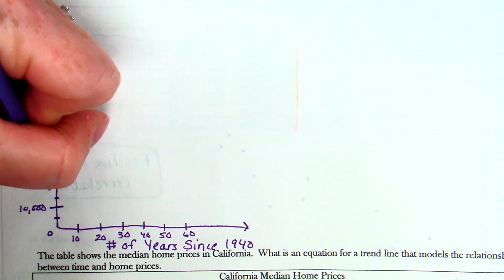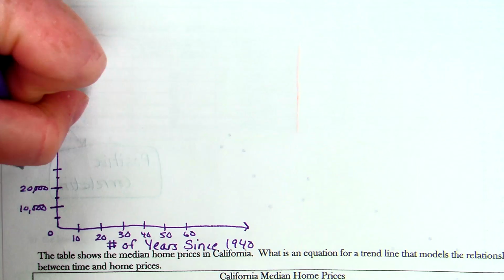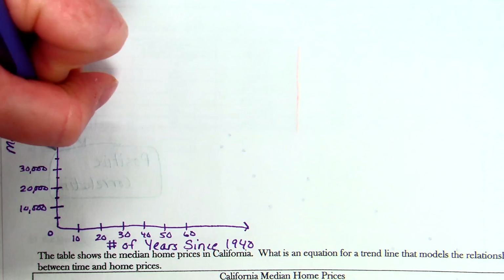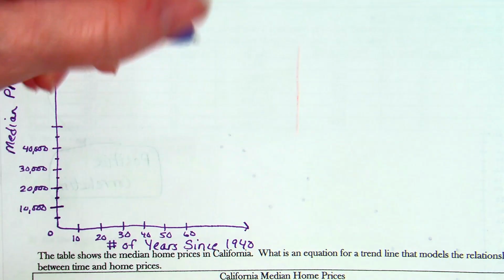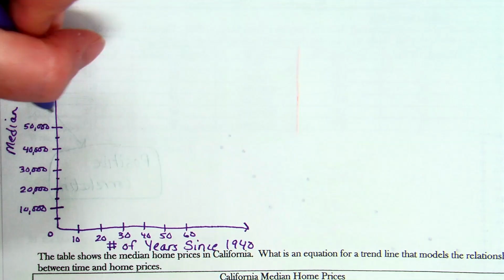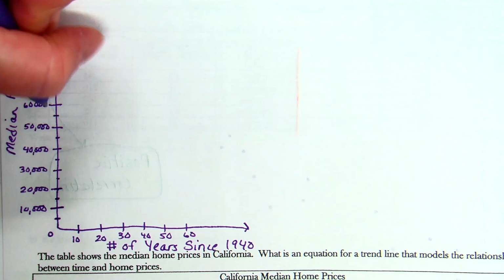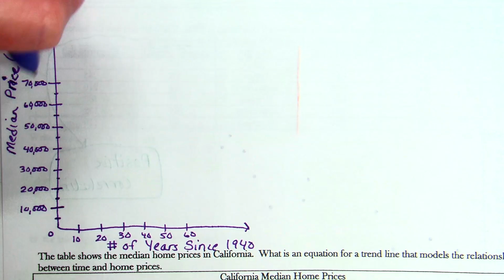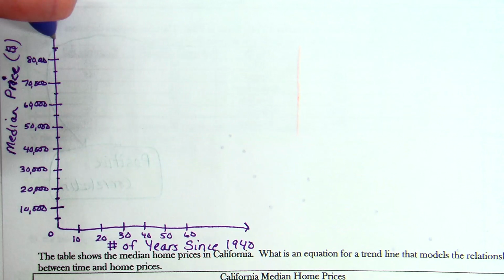30, 40, I missed something out there, 50, so I'm labeling every other mark there, 60, 70, 80, 90, 100,000, and my top label ends up being 110,000 because that gets me past 105.5.